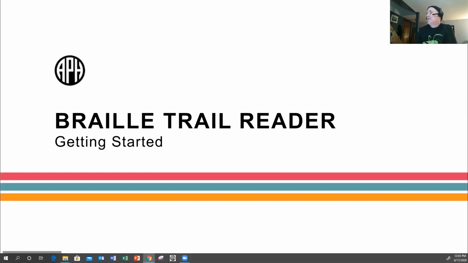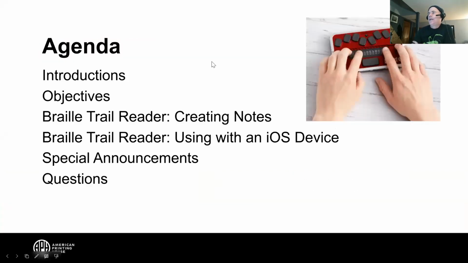All right. So again, my name is Jim Sullivan. I'm the Director of Social Enterprise with the American Printing House for the Blind. Today's topic is going to be the Braille Trail Reader and getting started. I'm just going to bring up another slide. We're going to do an introduction here in a moment. We're going to talk about objectives. And then we're going to get into using the Braille Trail Reader to create notes. We're going to get into the Braille Trail Reader being used with an iOS device. We'll go through some special announcements, and then we'll wrap up with sessions. So we aim to finish up at 1 o'clock Eastern Standard Time today.